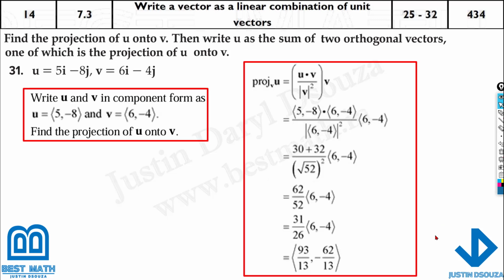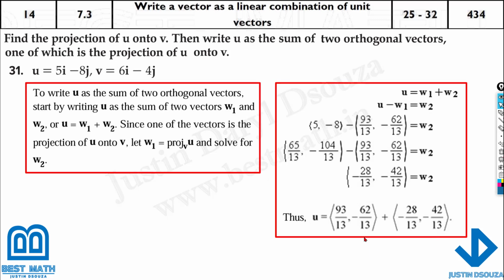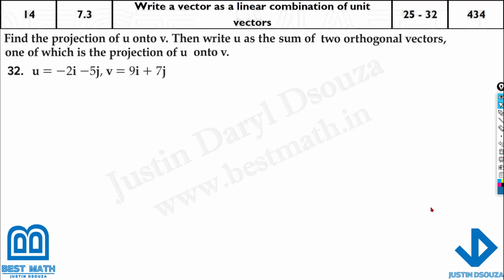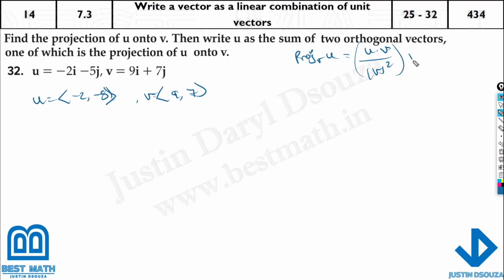And let's do the last problem. How about the 32nd? This is also very simple. All are the same. There is no difference at all. Now I'll solve this one. U will be equal to -2, -5. And V is equal to 9 and 7. So the projection of U onto V is given by the dot product of U and V over the magnitude of V squared. This entire thing is multiplied by the vector V.